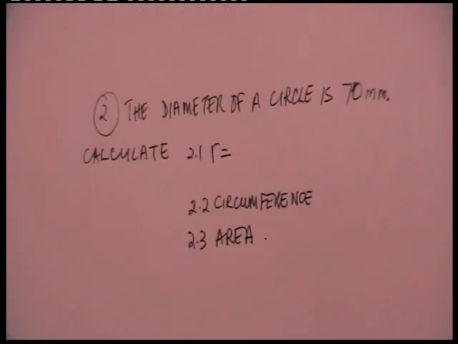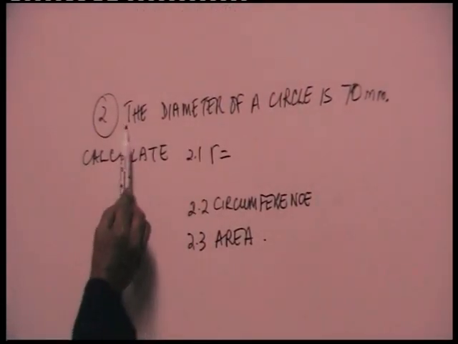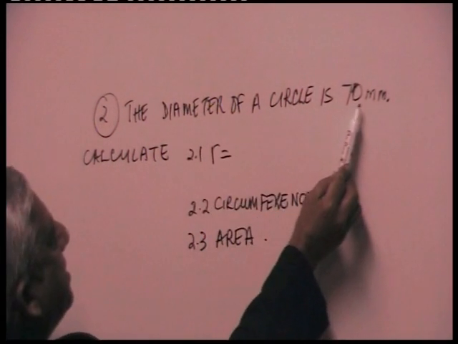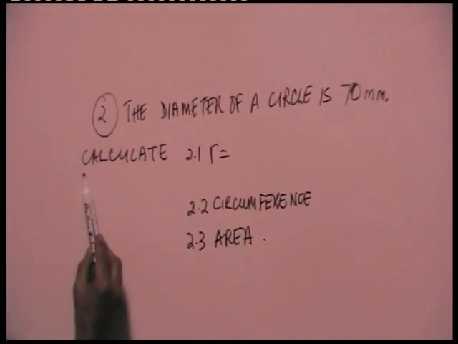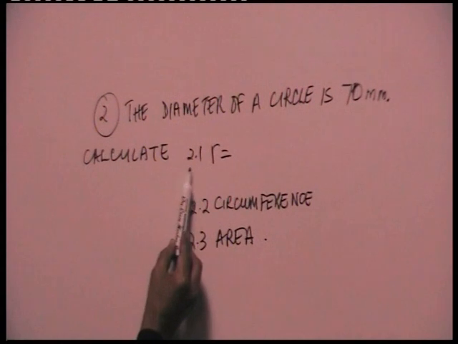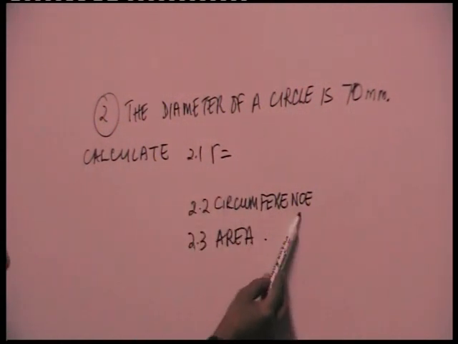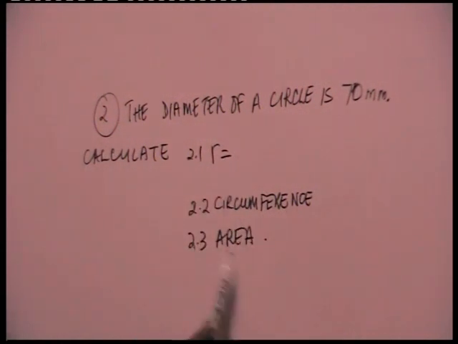Alright, in number 2, you are told the diameter of a circle is 70 millimeters. Calculate 2.1 the radius, 2.2 circumference, 2.3 area. So we have to answer those 3 small questions. Alright, let's see what we do.